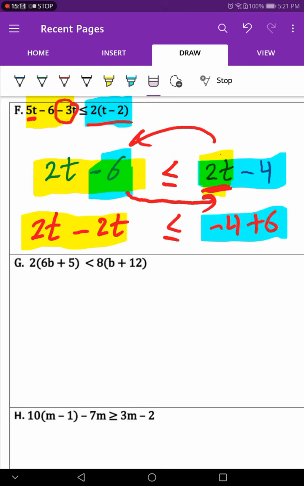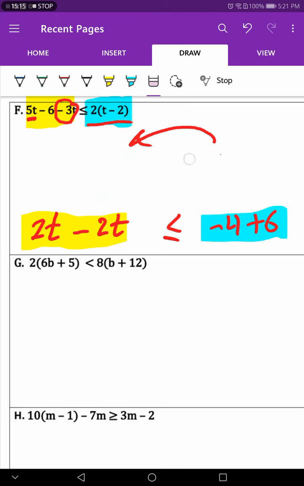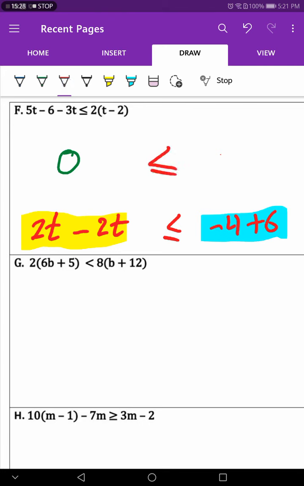Okay, now I eliminate this. Okay, and I reach here. Now 2t minus 2t equals 0. Yes. And negative 4 plus 6 is 2. This is the left and this is the right.